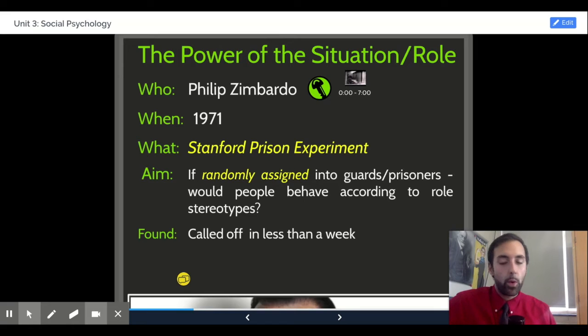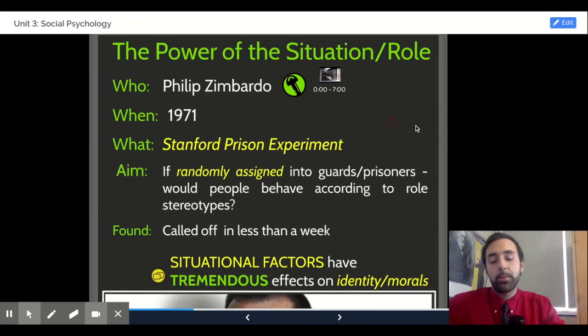Zimbardo himself willingly admits that he sort of got caught up in the role as what he called the prison superintendent. He was both playing the role of the researcher, but also sort of this superintendent position. And it wasn't until a graduate student came by and saw what was happening, did some observations, and critiqued Zimbardo and said, you really need to step back from what you're doing and look, these individuals are going through significant psychological and even likely in some cases physical harm because of this study. And as a result, Zimbardo kind of reflected on what he was doing, realized that he himself sort of got caught up in the moment. And as a result, the study was called off in less than a week.